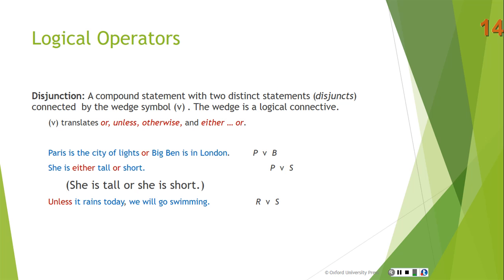Unless it rains today, we will go swimming. It rains today is a simple statement. We will go swimming is a simple statement. And unless, if you look above, is translated with the wedge. So I'm going to translate "it rains today" with R, and "we will go swimming" with S, and I'll put the wedge in the middle. The way we translate it into our propositional language is R, wedge, S.